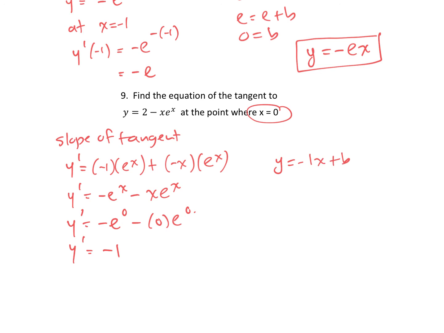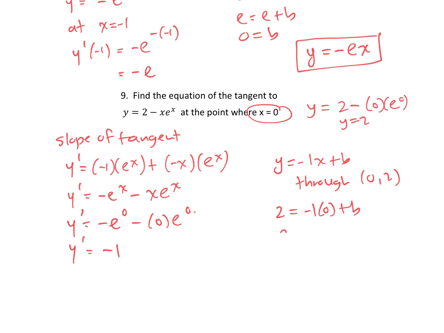And then it's through the point x is 0, so we'll find the y that goes with that. And that's going to work out to be 2. So it's going to pass through the point 0, 2. So b is going to work out to be 2. So the equation of the tangent line is y equals negative 1x plus 2.